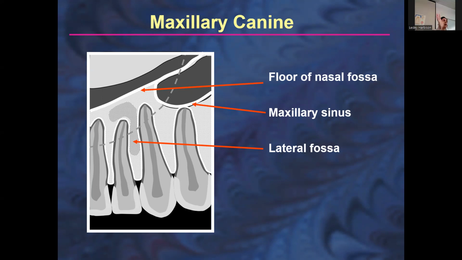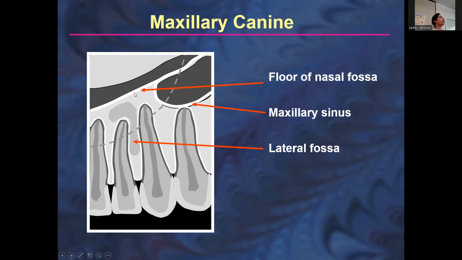Oh, like over which teeth? Over your anterior teeth, right? Because your nose is here. This is where your nasal fossa is. And then your anterior teeth are right there. So when we look at it, this is a line indicating the floor of the nasal fossa.